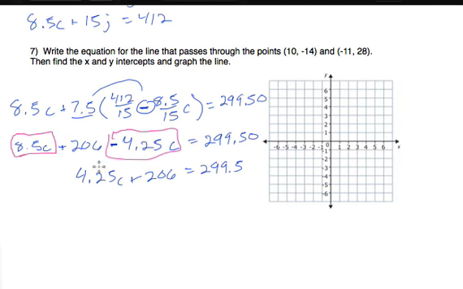And then we subtract 206 from both sides. So 299.5 minus 206 equals 93.5, so 4.25C equals 93.5. Divide both sides by 4.25, and we get the fact that the number of hours that Cheryl works is 22. Woo! All right, now I'm going to erase all of that.